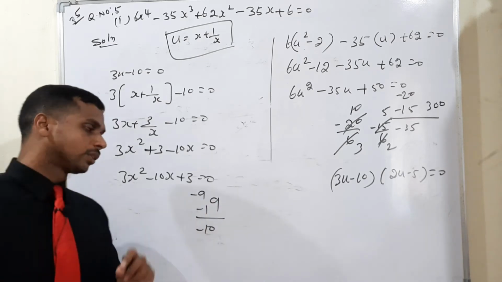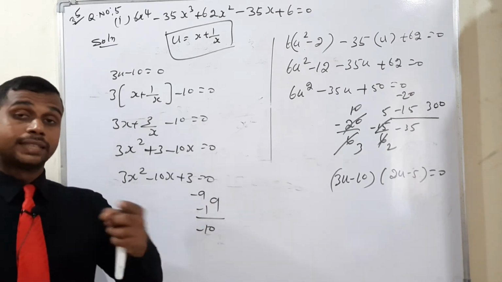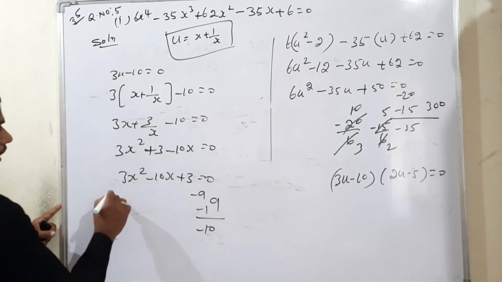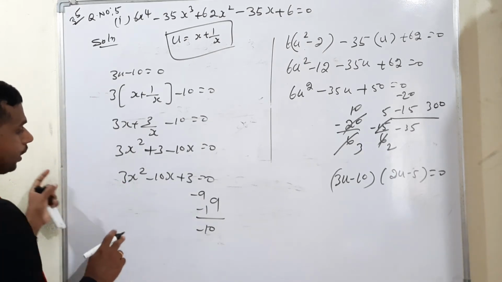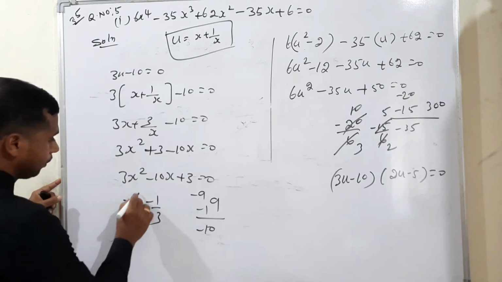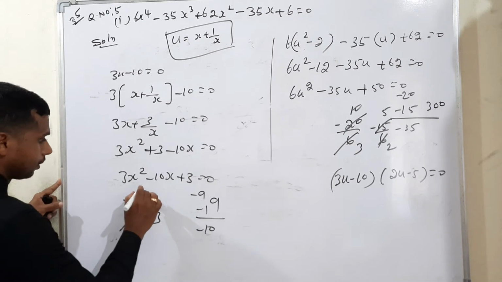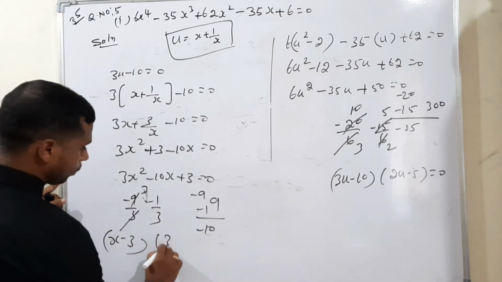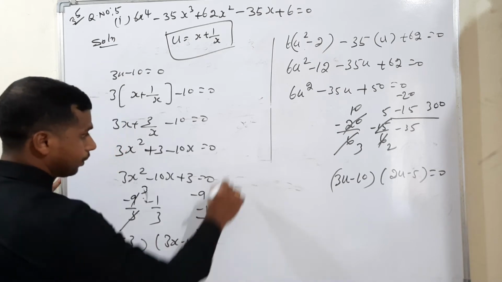Why? The product has a positive sign, so both have the same sign, whether positive or negative, but we have the negative sign. So we have the leading coefficient more than 1. More than 1 means minus 9 by 3 and minus 1 by 3. Cancel means 3 times, isn't it? 3 times means definitely first one x minus 3, next one 3x minus 1 is equal to 0.